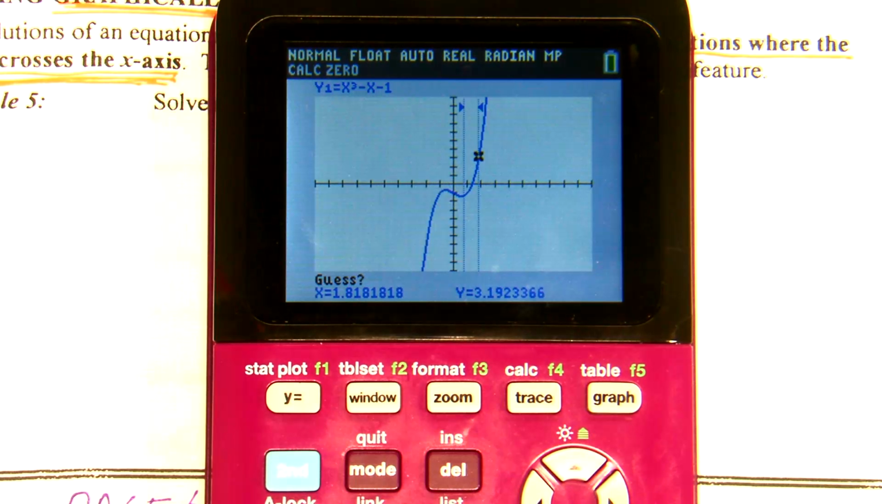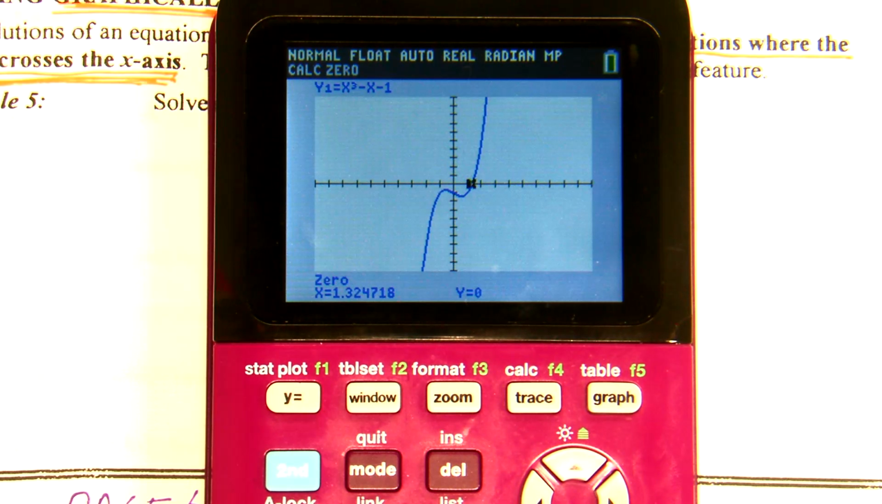Now, for a guess, honestly, usually you can just hit enter here again and you're good. Officially, what the guess is, though, is taking your cursor back to the approximate spot of the x-intercept. Okay, that's my guess because I know it's in that ballpark. And I'm going to hit enter.